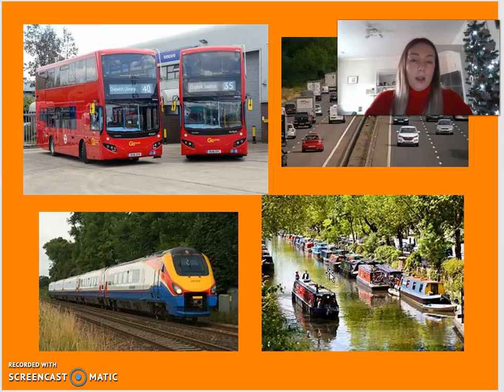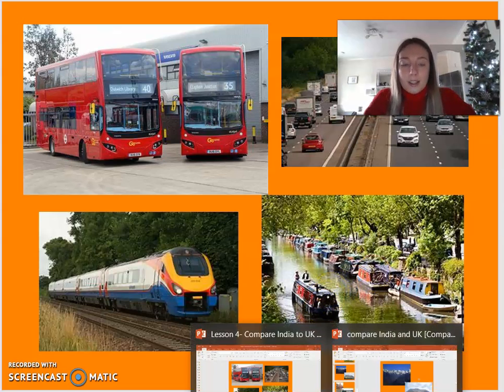And then we've got our types of transport in the UK. So our buses look slightly different. We've got motorways, trains, and then travelling by boat as well. So we've had a little look at some of the similarities and differences.